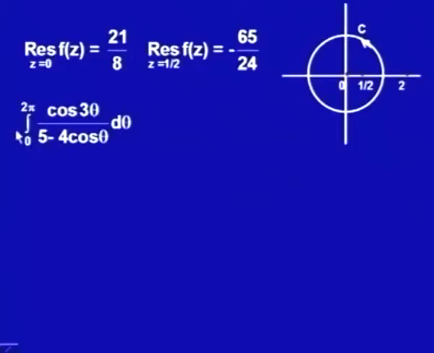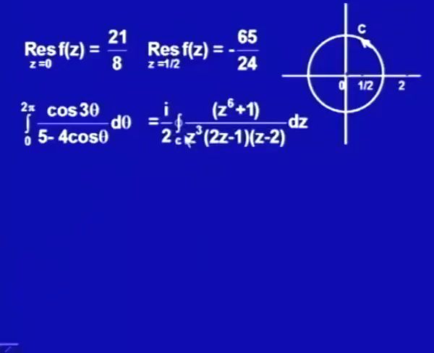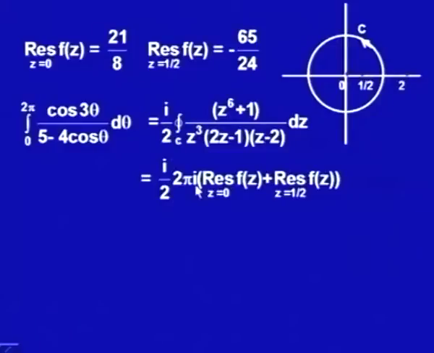So, the integral from 0 to 2 pi of cos 3 theta upon 5 minus 4 cos theta d theta, which we have changed into the contour integration as i upon 2 integral along the unit circle of (z to the power 6 plus 1) upon z cube into (2 z minus 1) into (z minus 2) dz. This, by the residue theorem, has to be i by 2 times 2 pi i times the residues of f z at z is equal to 0 and of f z at z is equal to half. We just substitute 21 by 8 minus 65 by 24.